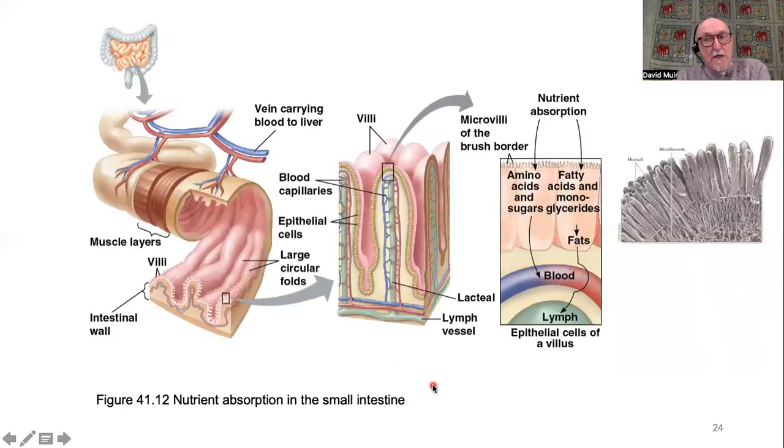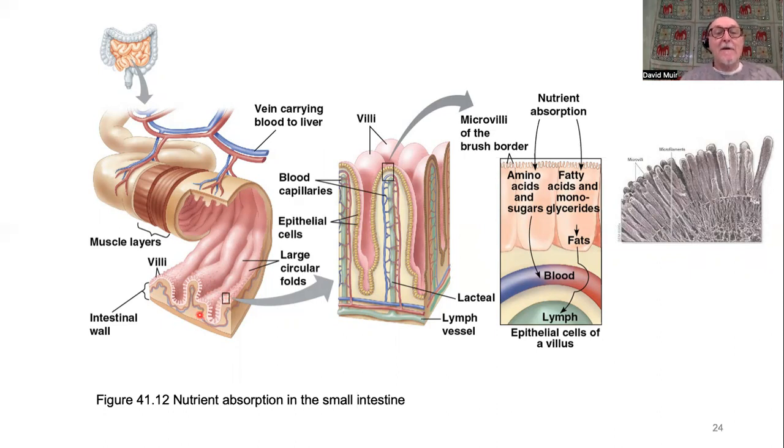So here's the structure of the wall of the small intestine. The absorption has to be accomplished efficiently and in a relatively small space of time. To do so, the wall of the small intestine is adapted so that it has an enormous surface area. The first thing is that the wall is cast into folds, which you can see here. That immediately increases the surface area of the small intestine.